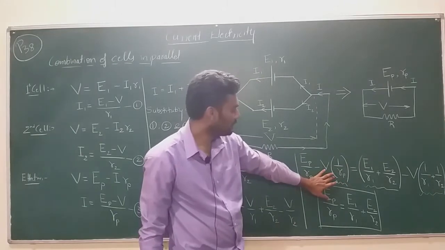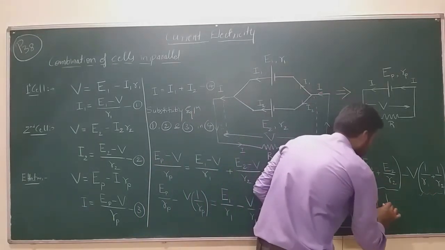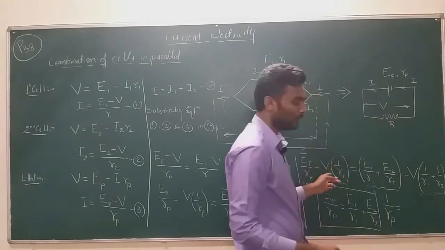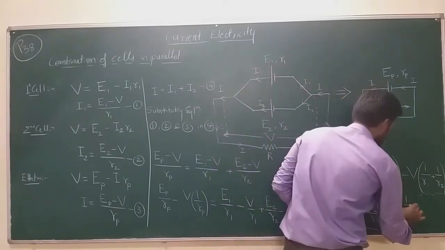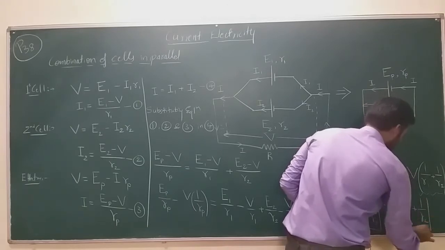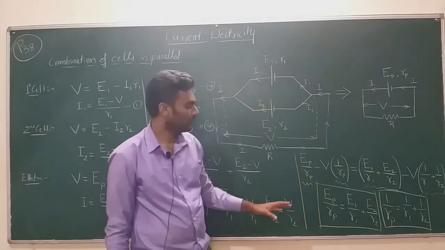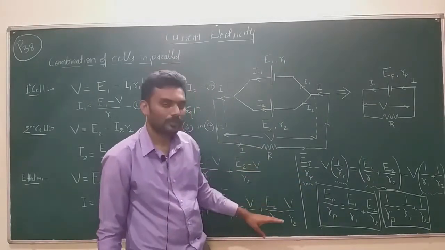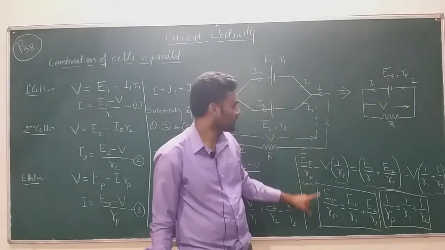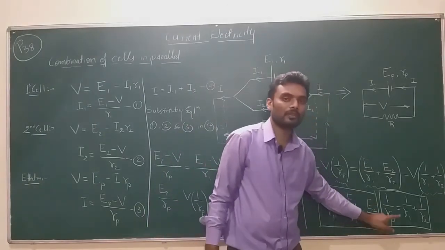Now, what about the internal resistance? Look at this, these two terms are similar. So, I can say the effective internal resistance, 1 by Rp, not simply Rp, 1 by Rp, is equal to 1 by R1 plus 1 by R2. So, that is it.